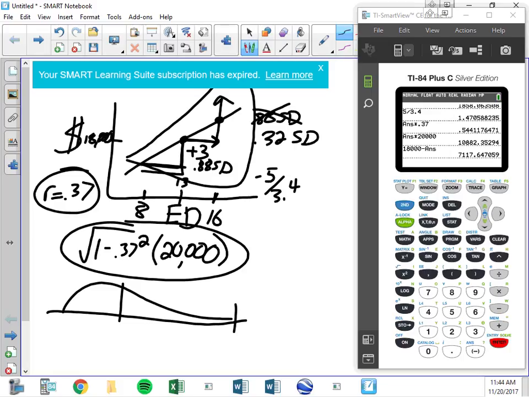D. Among families plotted in the vertical strip, the average age for the wives is about, just that strip, about 25. And the SD would be smaller than the original 15. It would be 5.